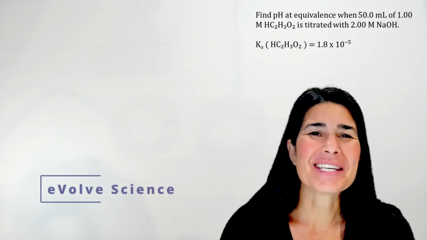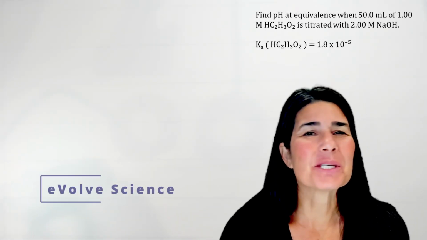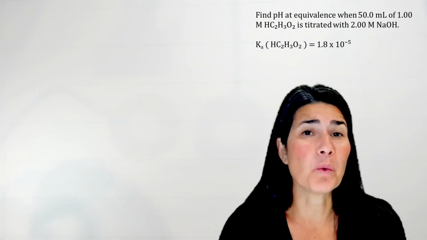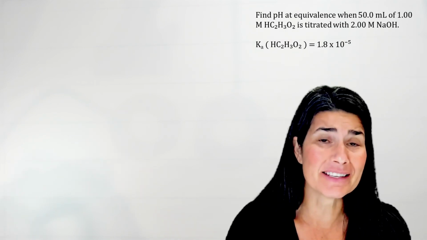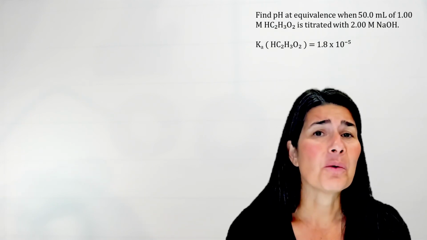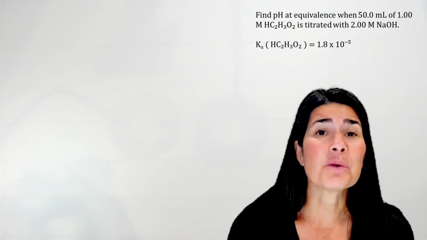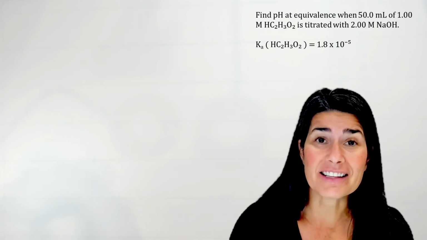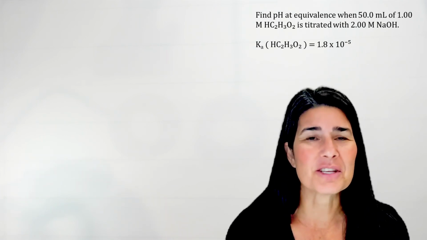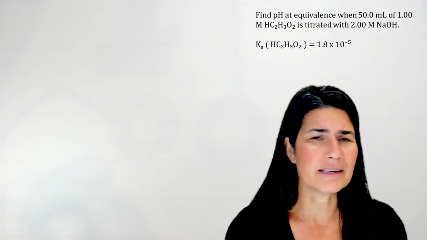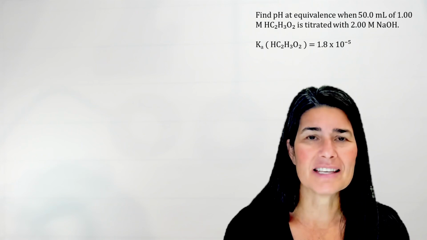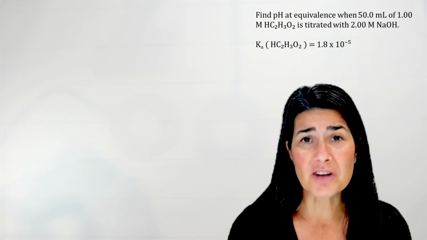Okay, let's try this problem. Here, we're supposed to determine whether the titration between a weak acid and a strong base will have an equivalence point that's acidic, basic, or neutral. And then we're supposed to go ahead and calculate the pH at equivalence if 50 milliliters of a 1 molar weak acid, acetic acid, is titrated with a strong base that's 2 molar sodium hydroxide.